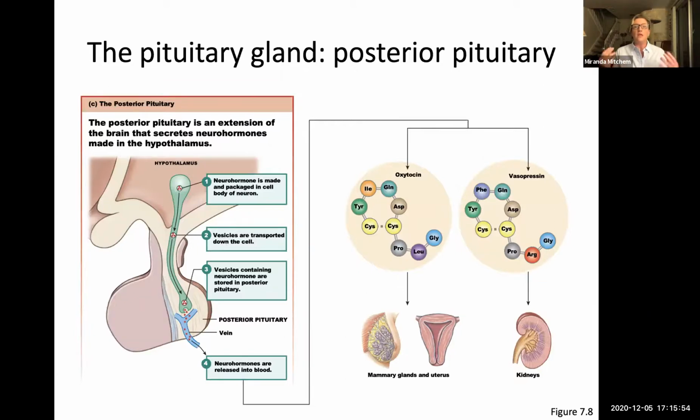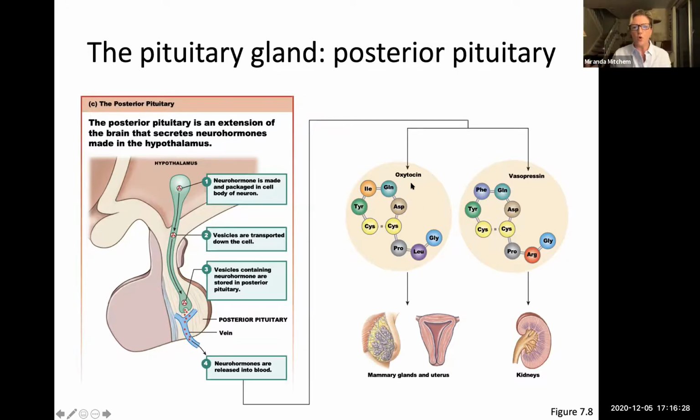Now, the posterior pituitary gland is associated with 2 hormones. So the anterior is with 6, the posterior is 2. And one of these we've already learned about, it's vasopressin, which has a role in the kidneys, as we learned about in our renal section. The second hormone associated with the posterior pituitary gland is oxytocin. And oxytocin has actually been studied a lot recently.